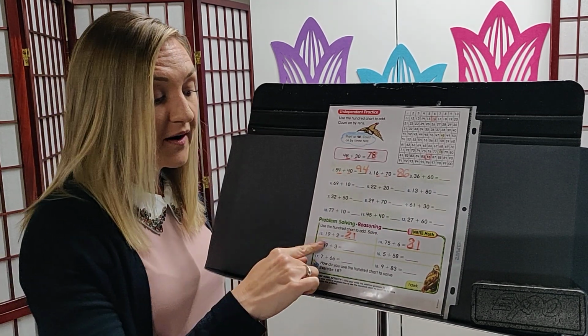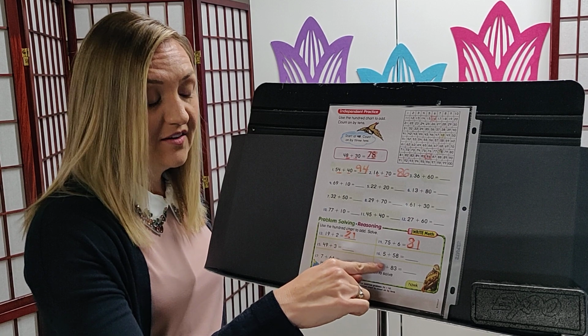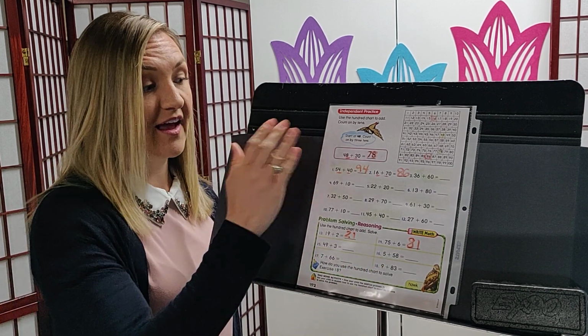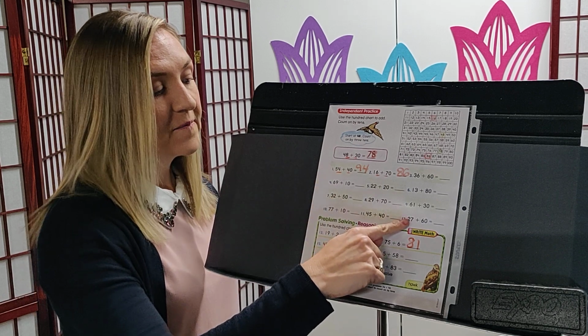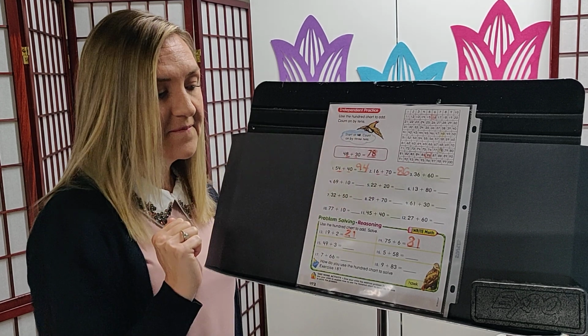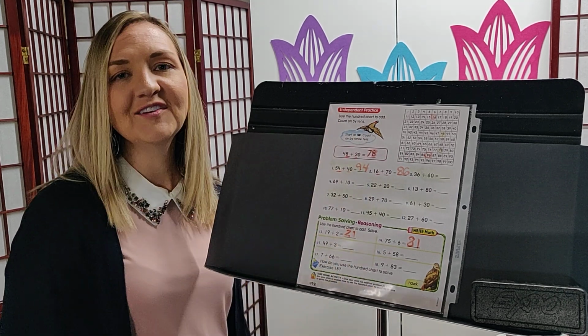Okay, so I am going to recommend that for these last ones down here, it might be more helpful to use your fingers rather than the hundreds chart. Okay, so go ahead and continue. These ones up here at the top, using your hundreds chart, counting down groups of 10. And then down here below, use your fingers to help you count.